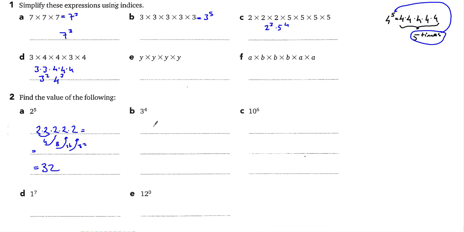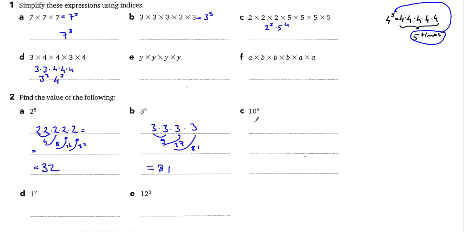3 to the power of 4, it's the same: 3 times 3 times 3 times 3, and it's going to be equal to 3 to the power of 2, 9. 9 times 3 is equal to 27. 27 times 3 is equal to 81. So the answer is 81.